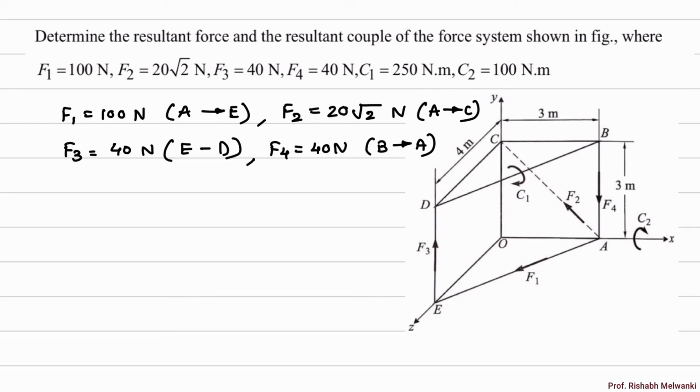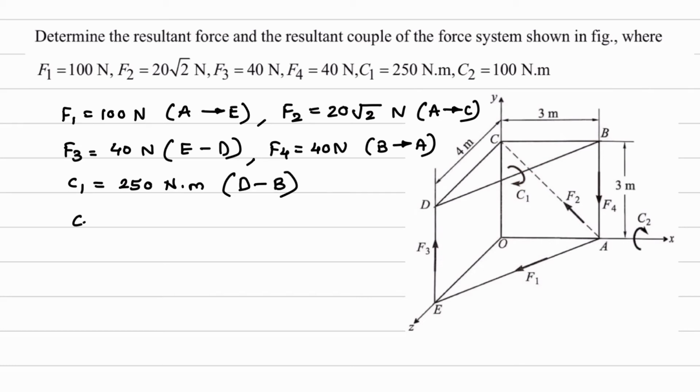Okay, next, couple C1, magnitude is 250 Newton meter. Now what is the direction of couple? Very important, understand this. C1, it is clockwise. So you have to use right hand thumb rule. Okay, so your fingers will be curled in this direction, clockwise direction. So what will be the direction of your thumb? Thumb will be in this direction. Okay, so what is the direction? D to B. So couple, in bracket you can write down D to B.